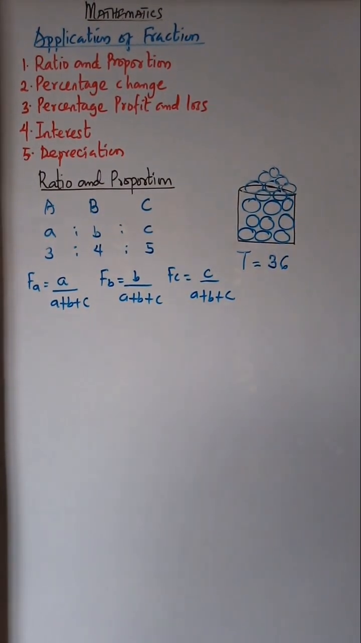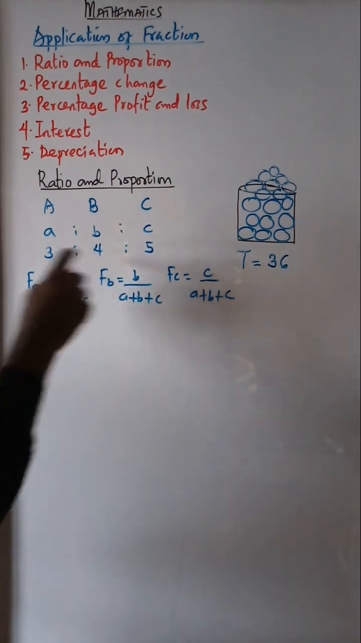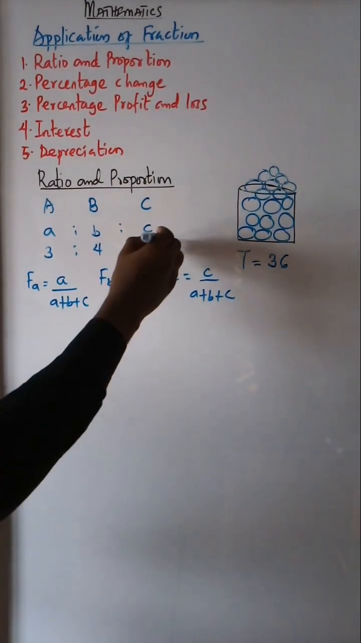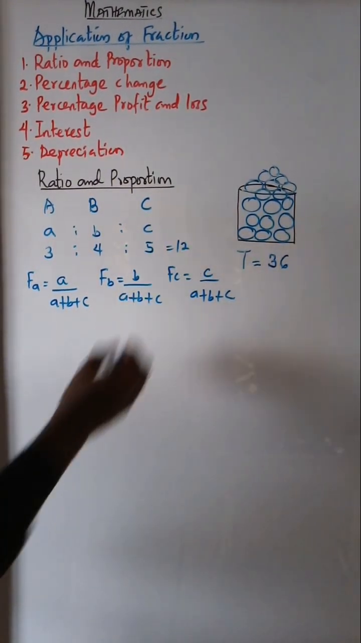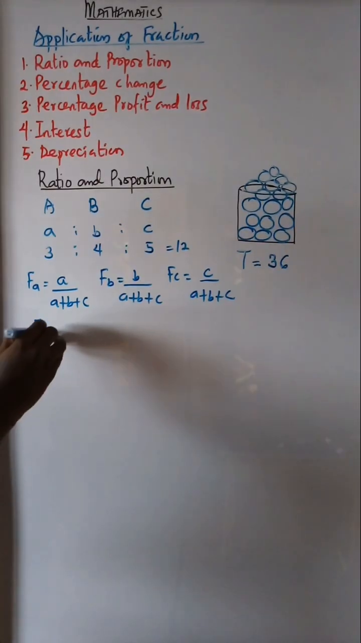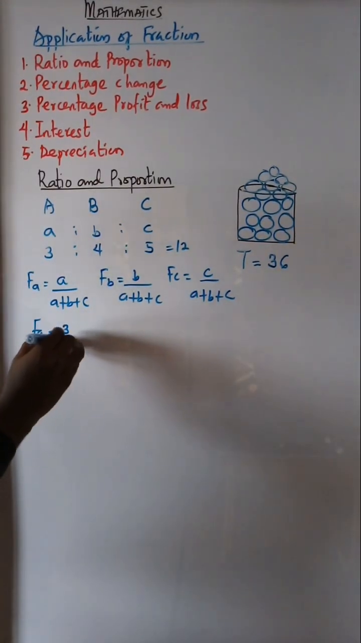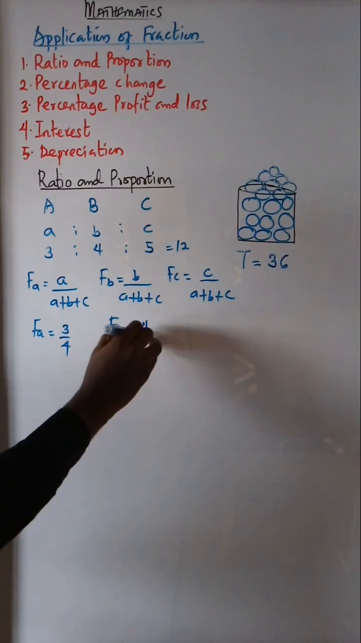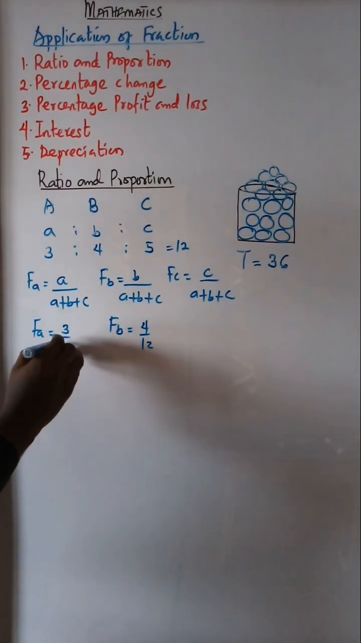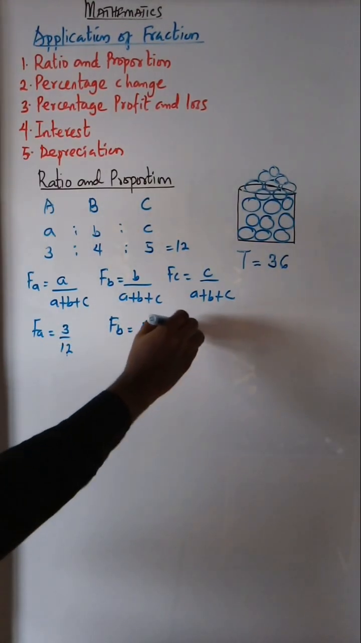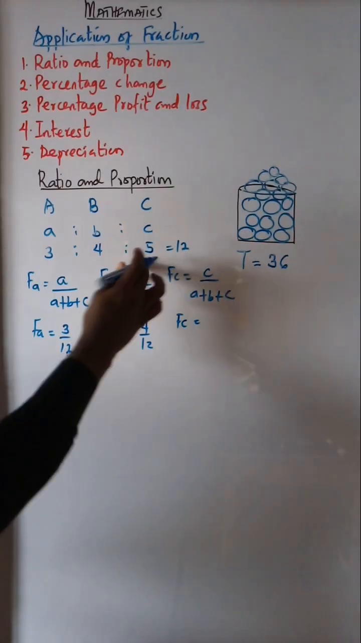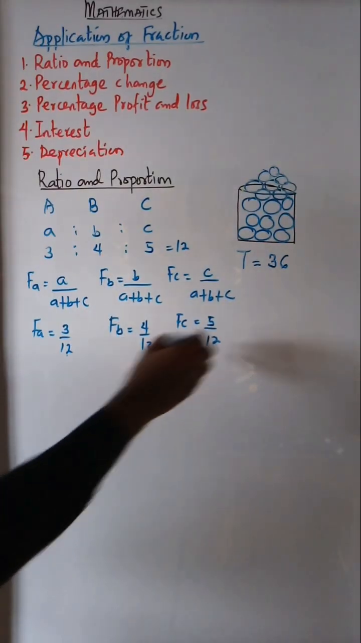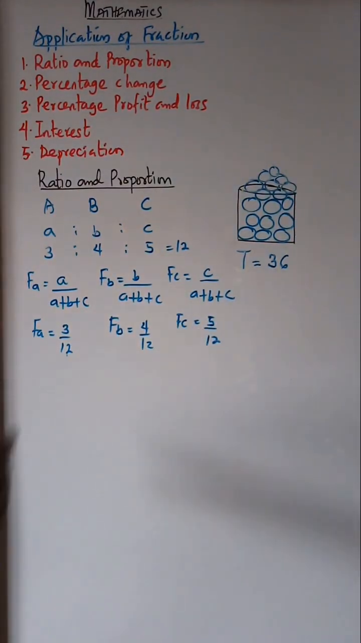From what we have here, A plus B plus C: 3 plus 4 is 7, plus 5 is 12. So the total ratio is 12. It means the fraction of A is 3 over 12. The fraction of B is 4 over 12. Then the fraction of C is 5 over 12. This fraction can also be expressed in percentage. We've done that last class.